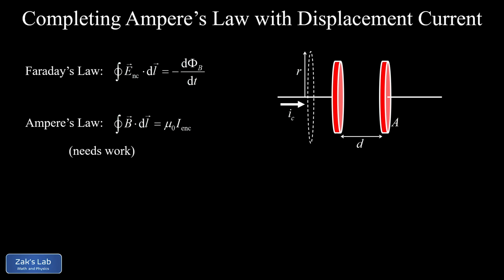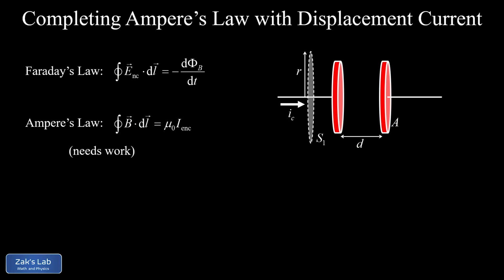So consider the experiment over here on the right. We have a current charging a capacitor with plates of area A and plate separation D, and we've labeled that current I sub C, which stands for the conduction current, or just ordinary current. We've also placed an Amperian loop of radius R around the wire, and we're going to use that to compute the magnetic field at a distance of R from the wire.